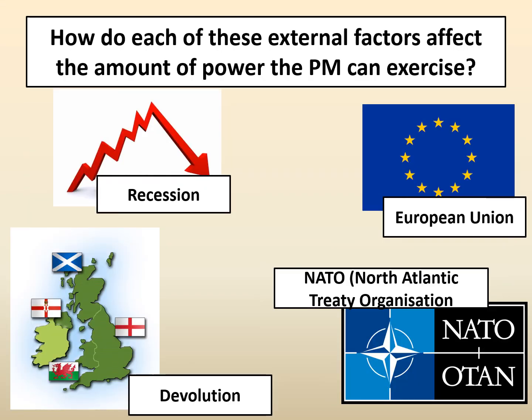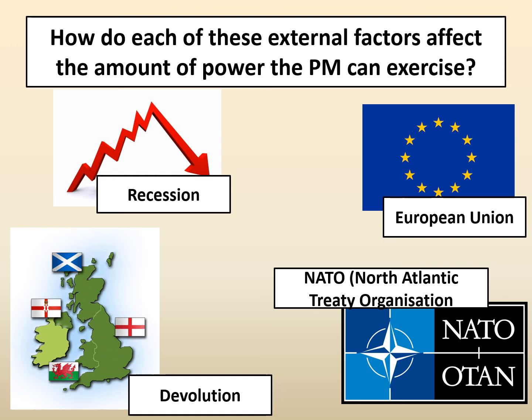So how do each of these external factors affect the amount of power the Prime Minister can exercise? So I already mentioned a recession, about how, if we're in a recession, there's lack of money. It could mean that some of the policies they want to implement are too ambitious and they have to scale them back because they can't justify spending lots of money on them.